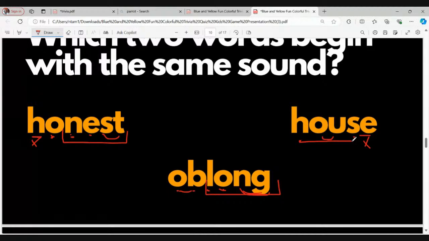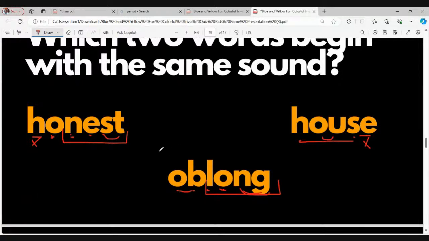And a house normally would have a ground floor and it would have a roof. Okay, so that building that has a ground floor and a roof and you dwell in it, you call it your house.